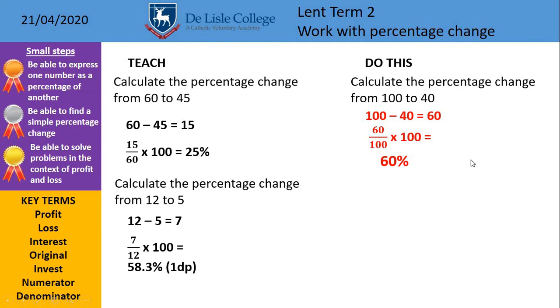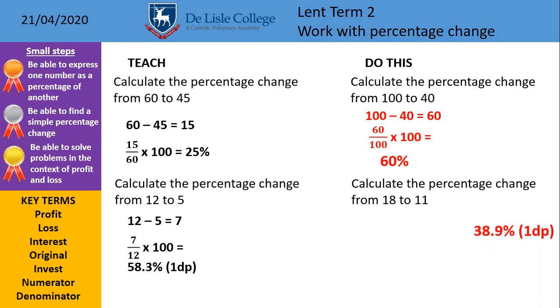To have done this in our head, we would have seen that it was a 60 amount difference, and then 60 out of the 100 we would know is 60% straight away. Calculate the percentage change now from 18 to 11. Again, pause the video while you have a go.